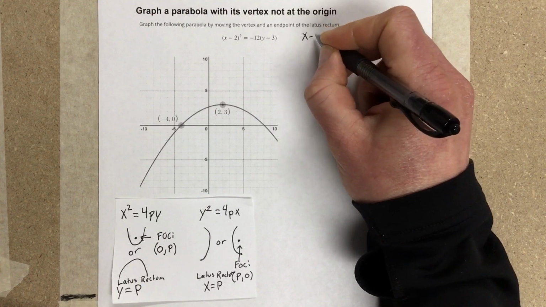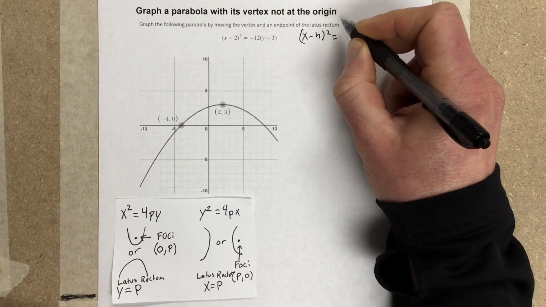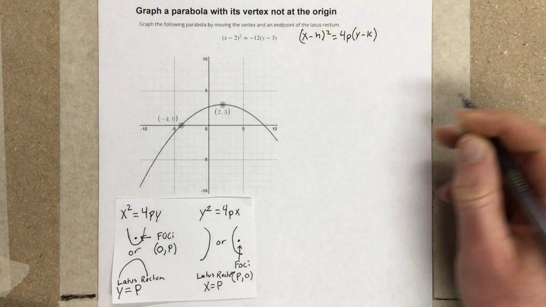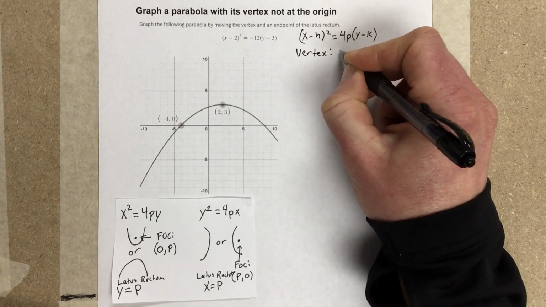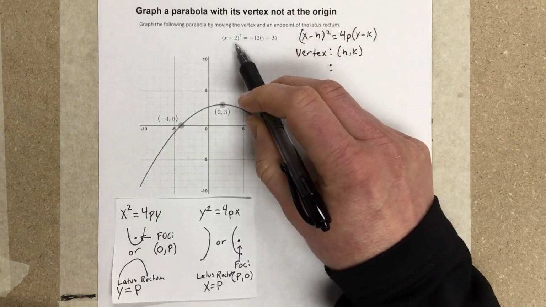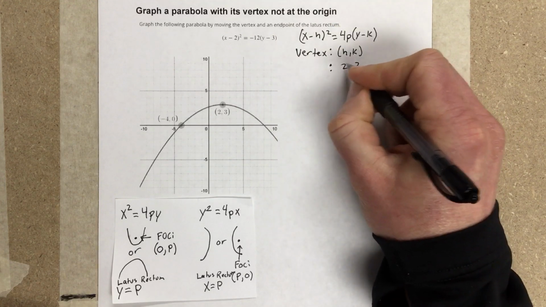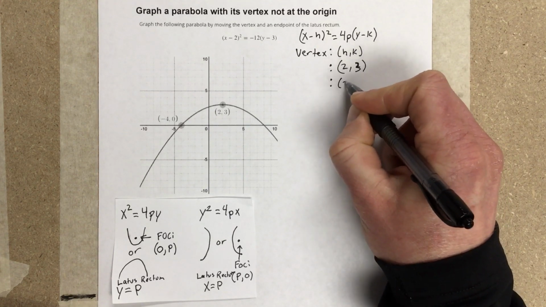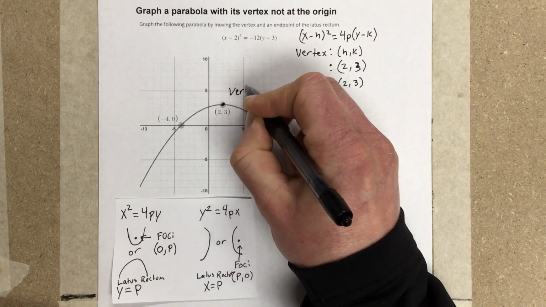It would be (x - h)^2 = 4p(y - k). So the vertex would be (h, k), which is, if I pull h out of this equation, that'd be 2, comma, pull 3 out, that'd be 3. Let's rewrite that, (2, 3). And you can see that this is the vertex on the graph.